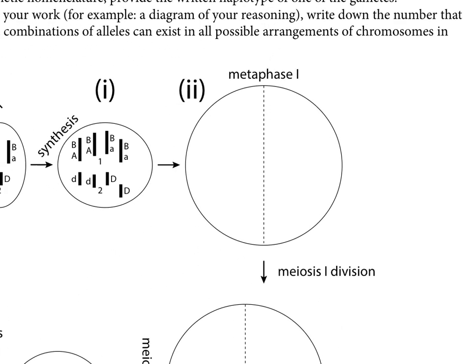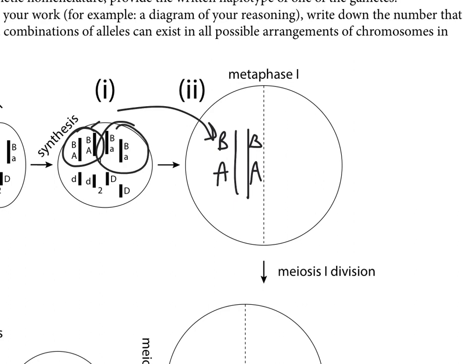At metaphase 1, the sister chromatids line up with the capital letters. The sister chromatids are identical copies of each other, so the capital B's with capital A's are on one side of the cleavage furrow, and the other homologs on the other, the capital B's with the lowercase a's. Here. Now, here's the important part of this question.